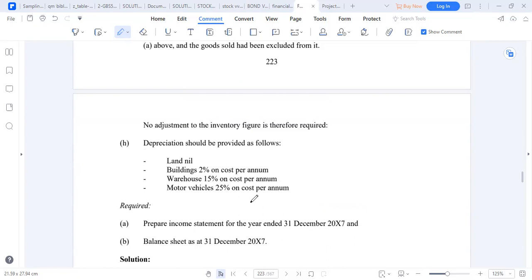before we go to calculations, we are also told that depreciation will be 2% on cost for buildings, 15% on warehouse cost, and 25% on motor vehicles on cost. So these ones will be directly calculated on the costs.